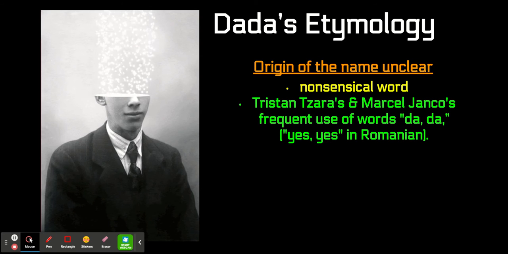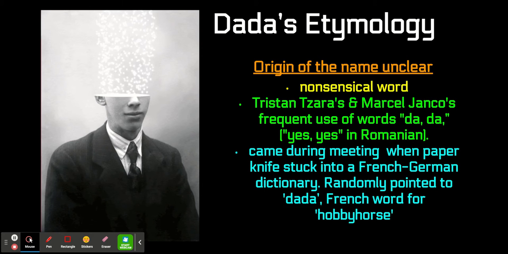Whereas a couple of poets named Tristan Tzara and Marcel Iancu, they were from Romania, and the way to say yes in Romanian is "da da." And so it was kind of like making fun of them, because you would constantly hear all these people at the Cabaret Voltaire saying "da da," and so it just became Dada because it was associated with that.